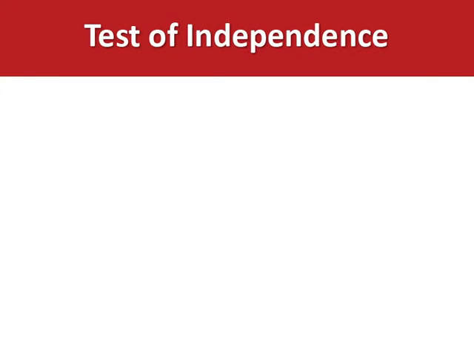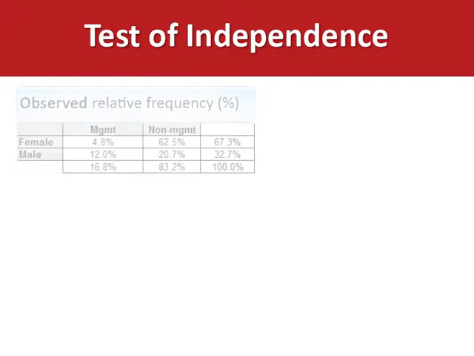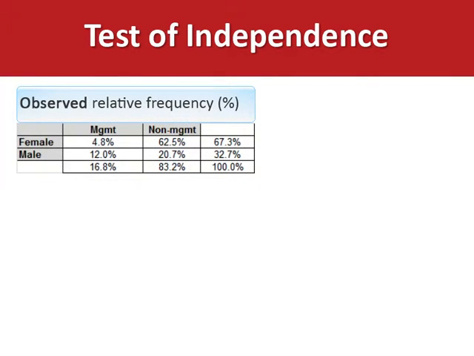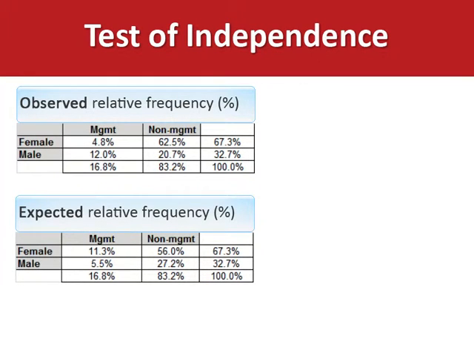So let's recap what we have. We have the observed frequency of the interactions of two variables, in this case gender and managerial status. Then we have the expected frequencies of their interaction given the assumption that gender and managerial status are independent.